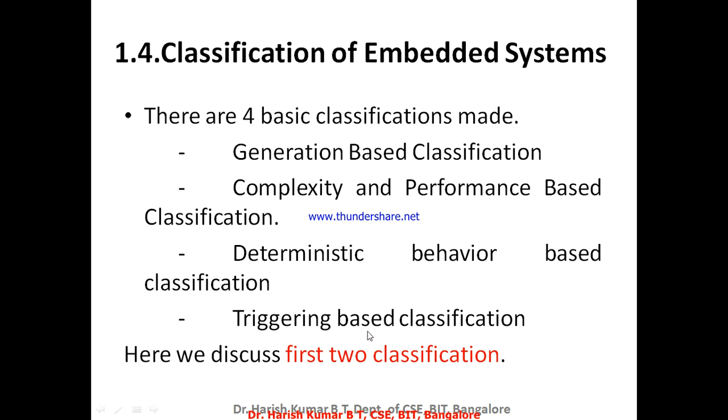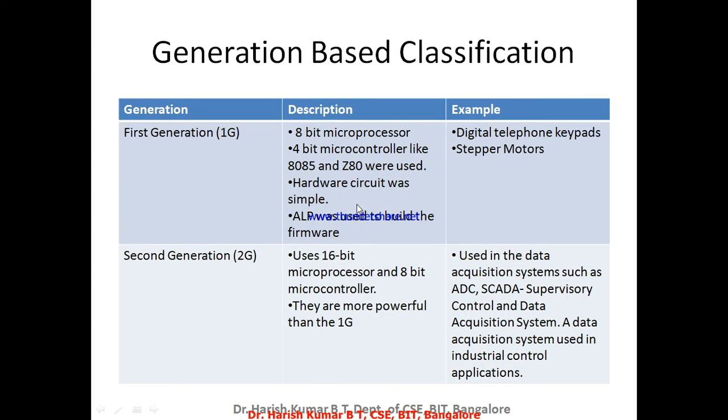And the last one is triggering based classification. That means the embedded systems which perform their task based on demand by other systems, or when there is a triggering by other systems. But the syllabus restricts us to only 2 basic classifications. We are not going to discuss deterministic behavior based classification and triggering based classification. We will focus on the generation based classification and the classification based on complexity and performance. First we'll understand the generation based classification.